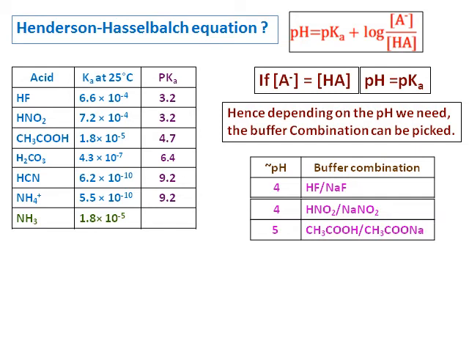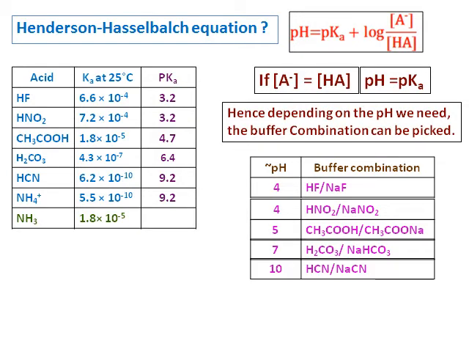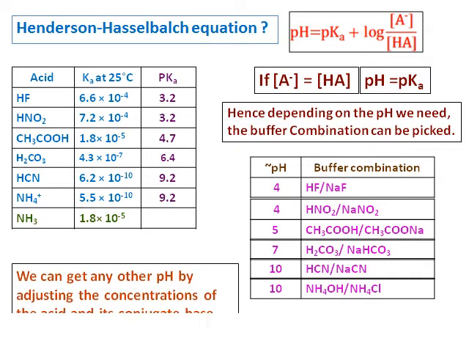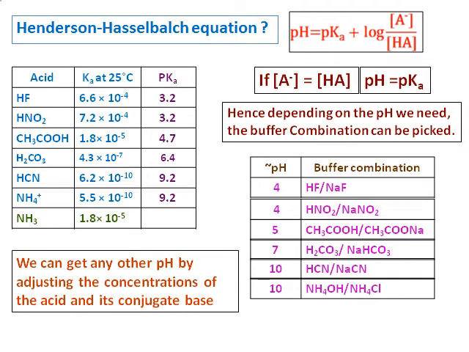If I want something close to 5, the best combination, looking at the pKa value, is the acetic acid-sodium acetate buffer. For anything close to 7 or less than 7, I can use the carbonate-bicarbonate buffer. For a pH from 9 to 10, I can use HCN and NaCN, or the ammonium hydroxide-ammonium chloride combination. If you want exactly some other pH, suppose a pH of 8, or a pH of 3, or a pH greater than 10, we can adjust the concentrations of A- and HA in such a way that I get the desired pH.